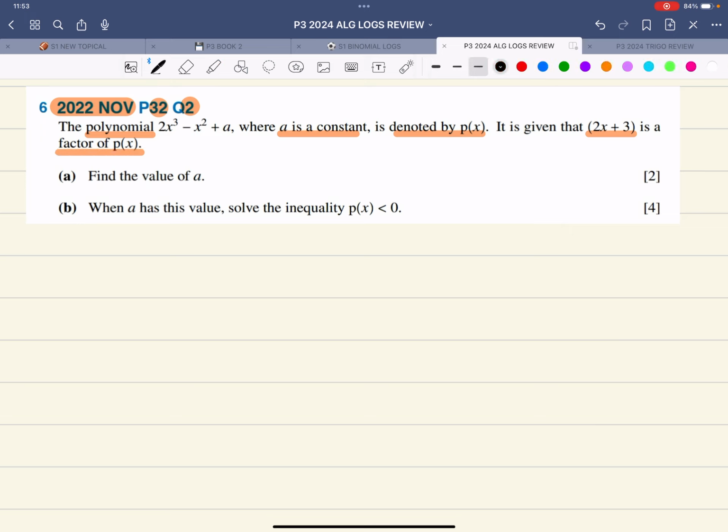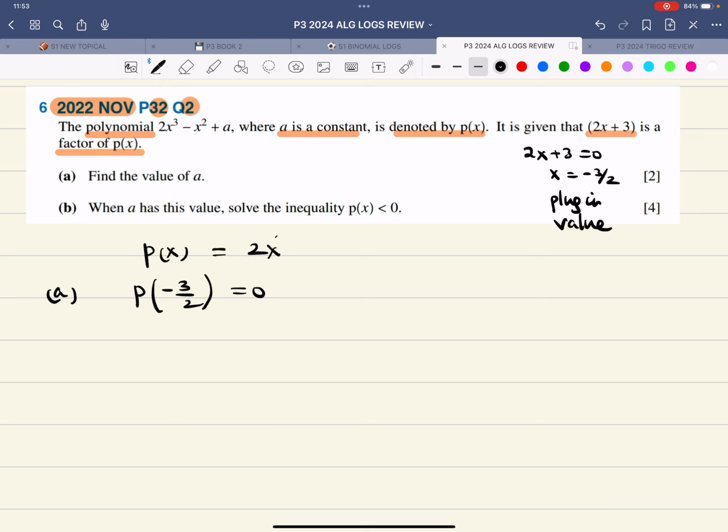Now remember, sometimes the coefficient of x will not be 1. So there it is. So 2x plus 3 equals to 0. x is minus 3 over 2. That is the plug-in value, which means that for part A, we have to say that p of negative 3 over 2 should be 0. Now, even before that, let me write what is p(x). That is 2x cubed minus x squared. There is no x term. That is 0x plus a. The 0x will be used in long division, not as such.